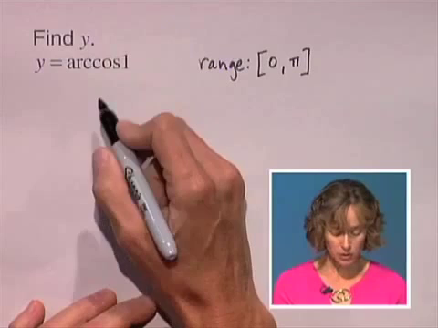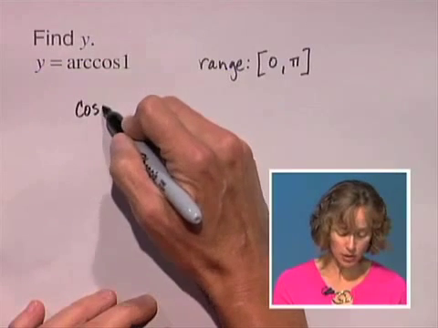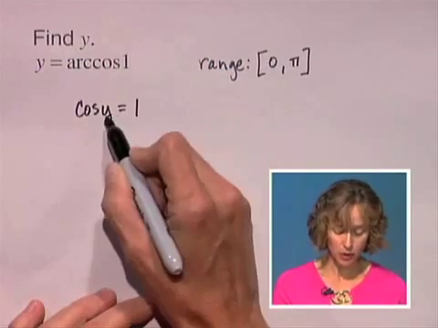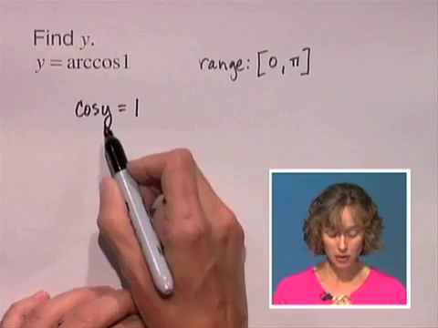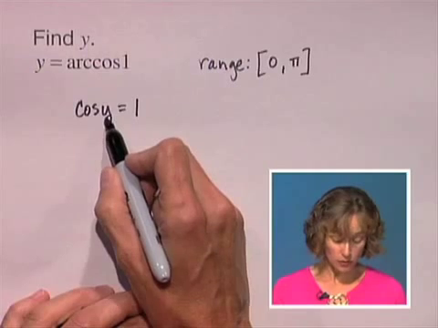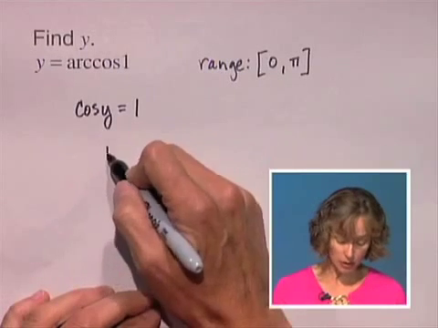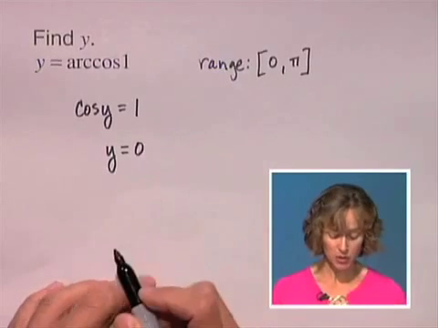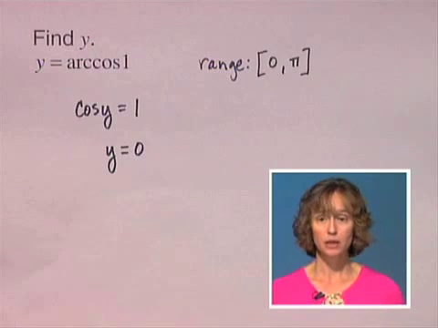Now interpret this as meaning I want the cosine of some angle to be 1, and I'd like to know what that angle is, and that angle has to be between 0 and pi. The cosine of 0 is exactly the number 1, so y must be 0. Let's try another.